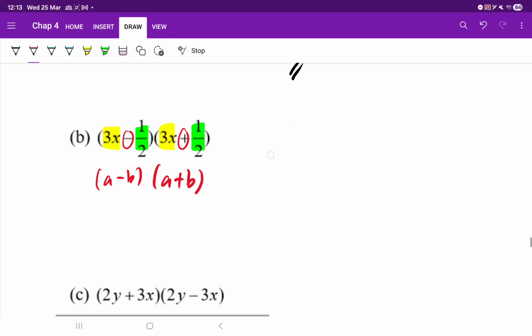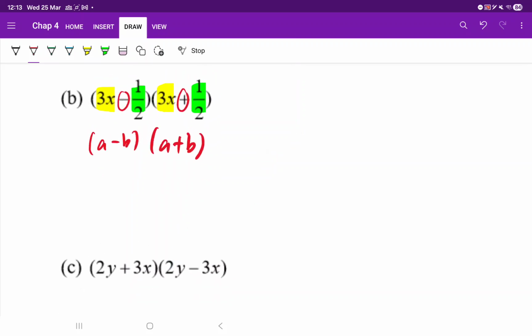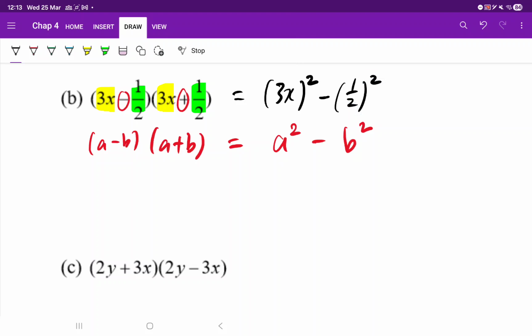But actually, when two brackets are multiplied together, you can swap the order around. So you can still apply the formula A squared minus B squared. You can still do it. What is A? A is the yellow color one. So A is 3x squared. B is half squared.